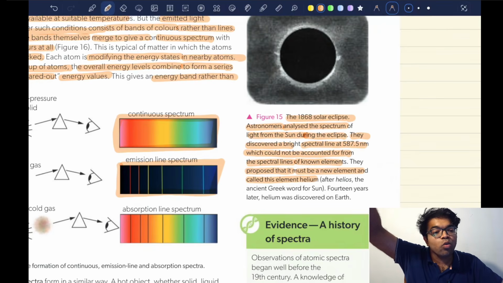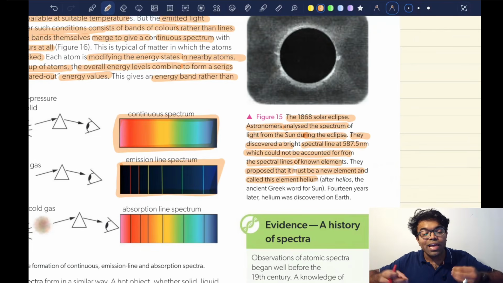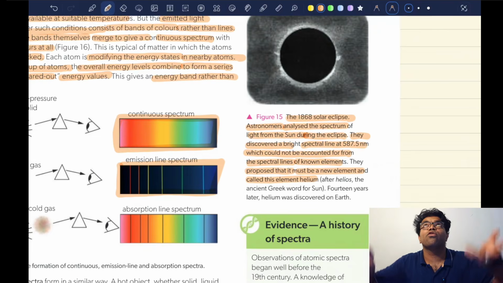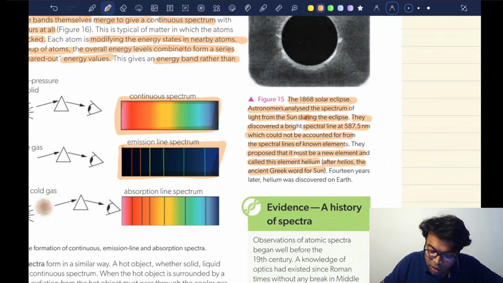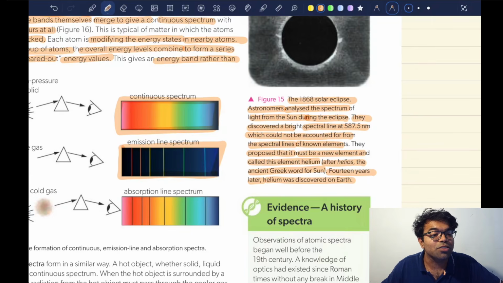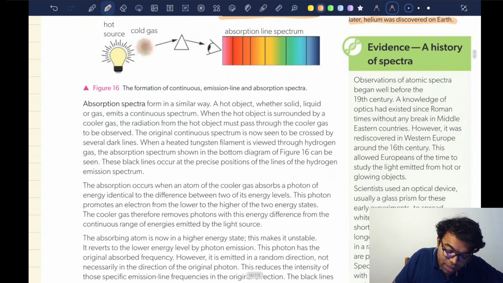Okay, we observed a new element, helium, in the sun, and then we started figuring out whether we have helium in the Earth's atmosphere or not. Okay, we have helium. All the balloons that we have in birthday parties that float up are made up of helium. So after helio, the Greek word for sun, 14 years later, helium was discovered on Earth. Okay, and that gave rise to a new set of elements known as the noble gases, gases that do not react with anybody. Clear? Okay, now absorption spectrum forms in a similar way.